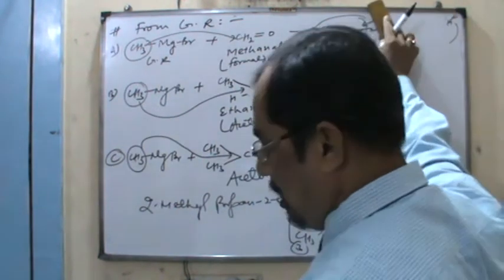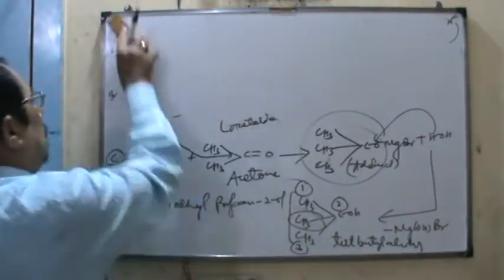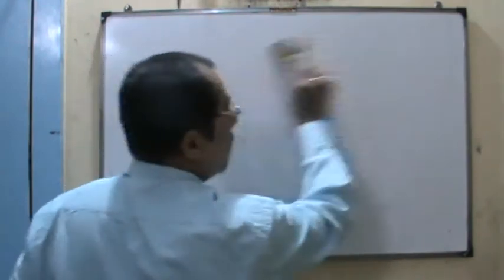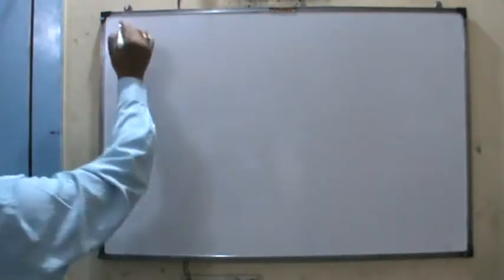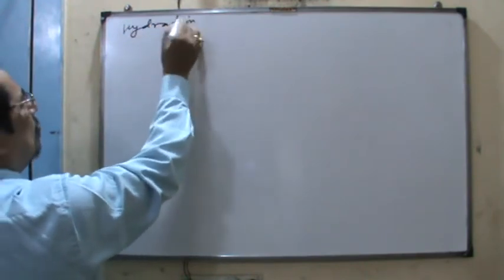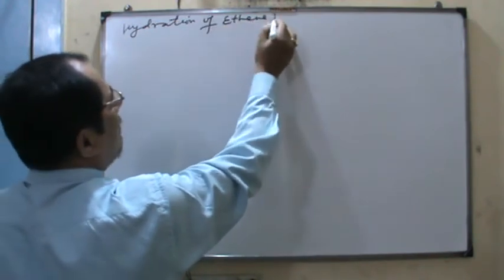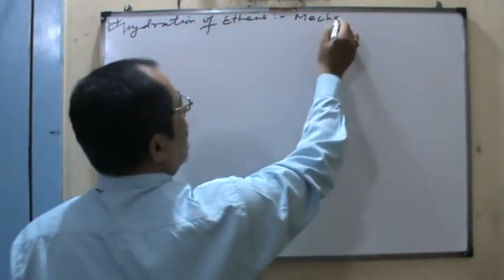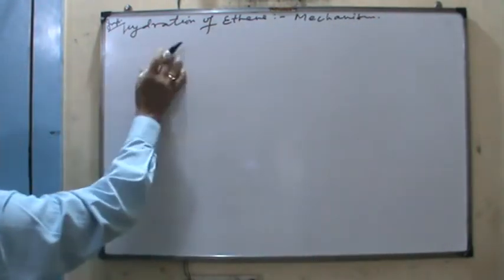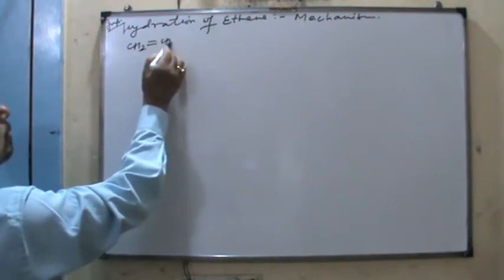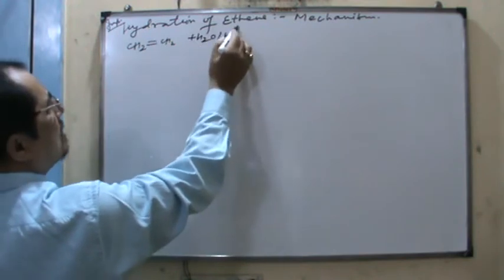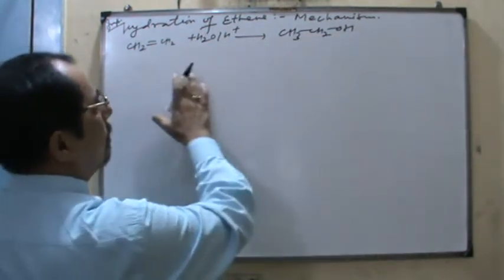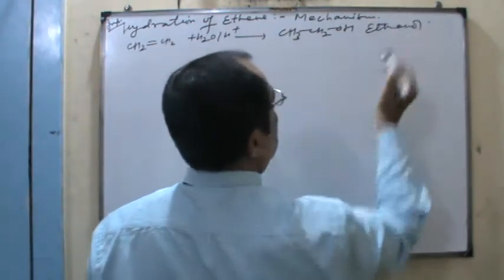So all the methods of preparation are finished except one. What is that? That is hydration of ethene, by taking the mechanism. So the last method, you write down: hydration of ethene. See, important method and its mechanism. So you take first CH2 double bond CH2 plus water in acidic medium or dilute H2SO4, giving CH3CH2OH. This is ethene to what? Ethene to ethanol.